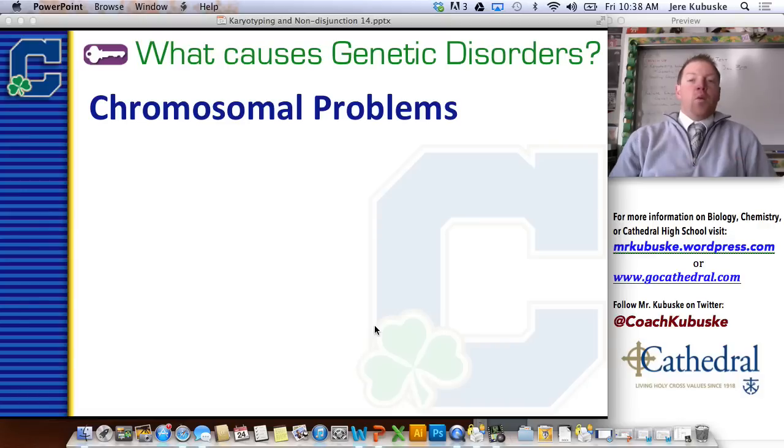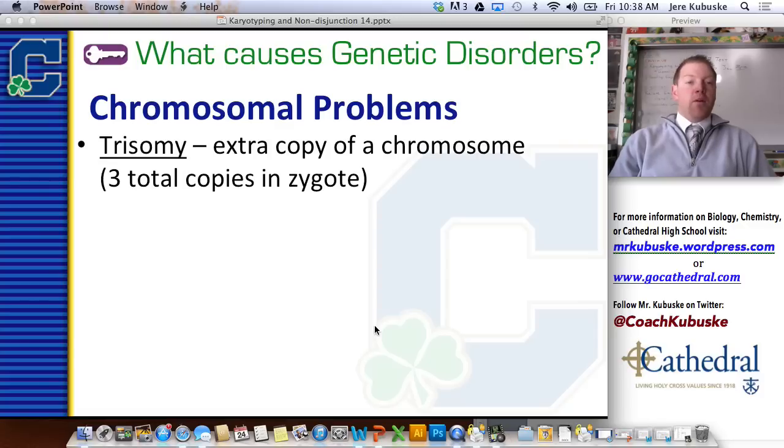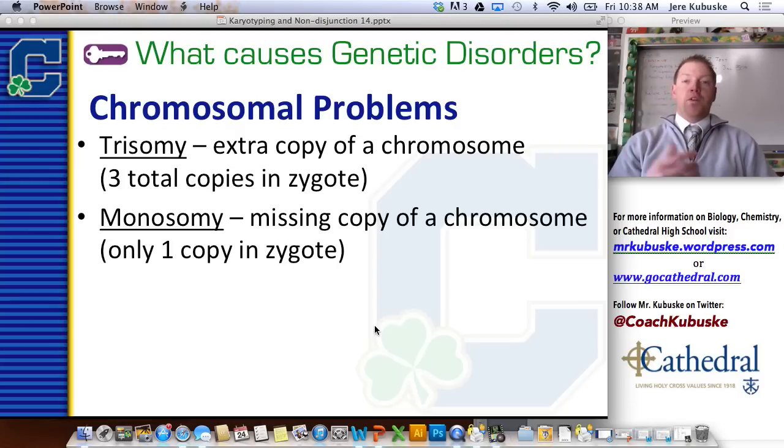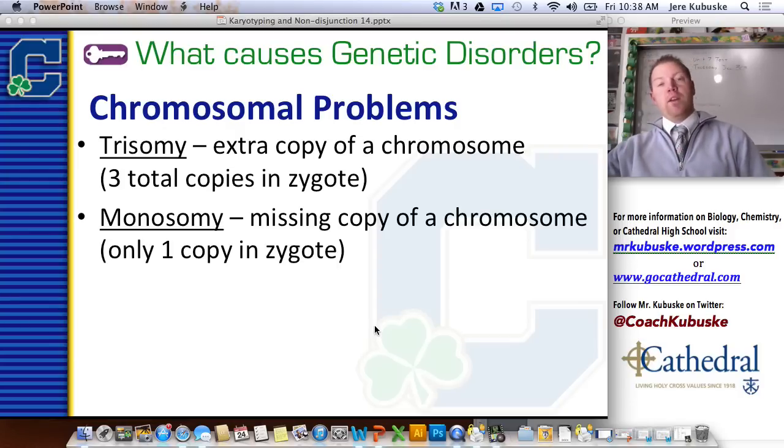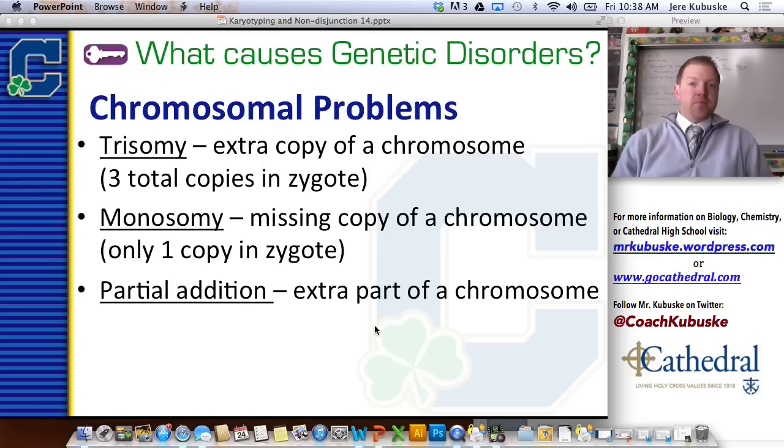Okay. So what causes these genetic disorders? What causes these problems? Okay. Well, the first problem is known as trisomy. Trisomy is when you get 3 sets of a chromosome. You're only supposed to get a pair, but instead you get 3. Monosomy is when you get only 1. So the trisomy goes one direction, monosomy would go the other.